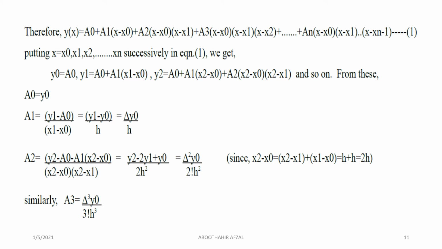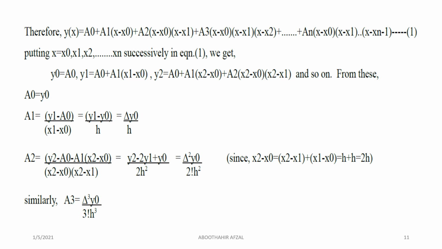What will happen is that all the terms from the third term onward will vanish, because x minus x0 is 0. If I put x equal to x0, all those terms will vanish. So the only things left are the first and the second term, that means a0 plus a1 into (x minus x0). If I put x equal to x0, the second term also vanishes. So only a0 is left out. So the value of a0 is nothing but y0.